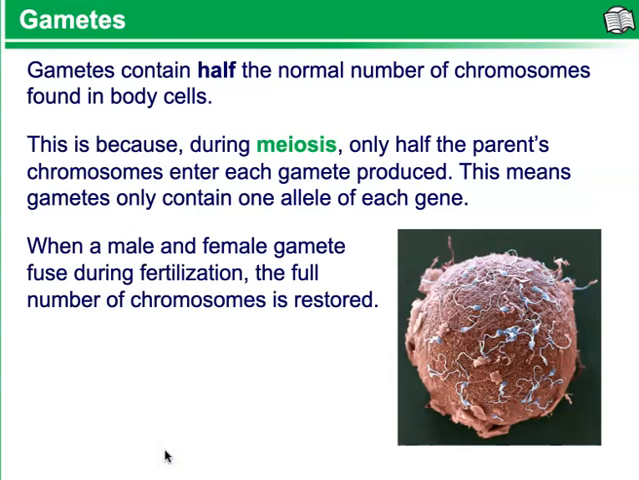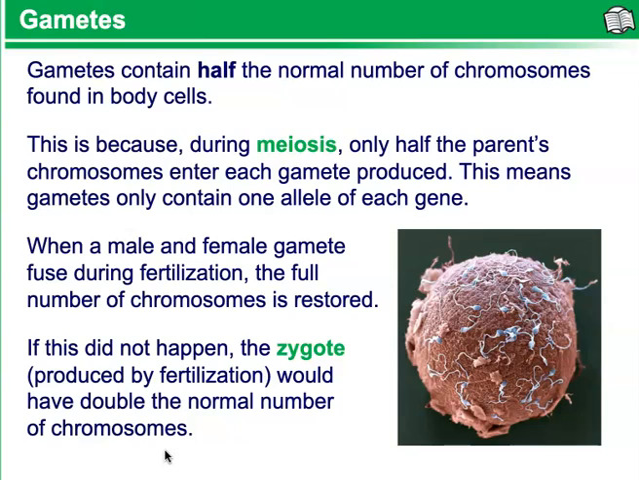When a male and a female gamete fuse during fertilization, the full number of chromosomes is restored. If this did not happen, the zygote produced by fertilization would have double the normal number of chromosomes. A normal human body cell contains 46 chromosomes in 23 pairs. Human gametes, the sperm cells and the egg cells, contain 23 chromosomes.